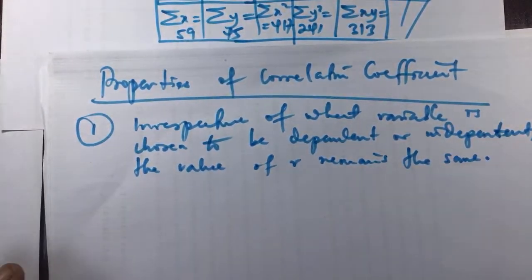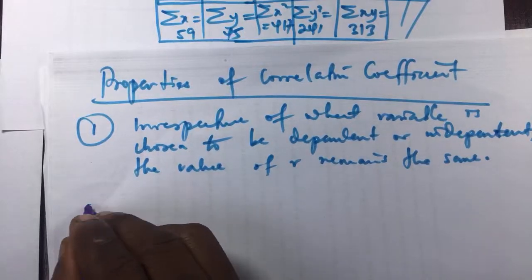Okay? Somebody may ask the question, will your R value change if you choose X as your dependent variable and Y as your independent variable? Will it change if you choose Y as your dependent variable and X as your independent variable? The answer is a big no. Whether Y is chosen to be your dependent variable or X is chosen to be your dependent variable, the value of R remains the same. Okay? So that is property number 1.